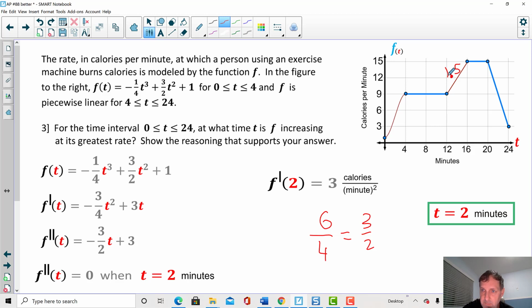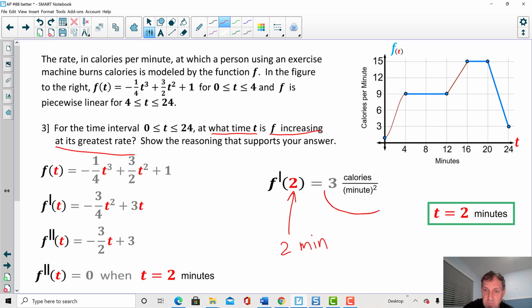So which one is steeper, the 3 or the 1.5? Well, of course it's the 3. So that's going to be our final answer. They wanted to know what time is f increasing the most. Well, it's at this time, 2 minutes. When t is 2 minutes, f is increasing at this rate, 3 calories per minute squared. So t is equal to 2 minutes. It's going to be our final answer.